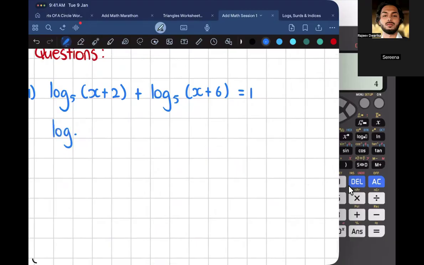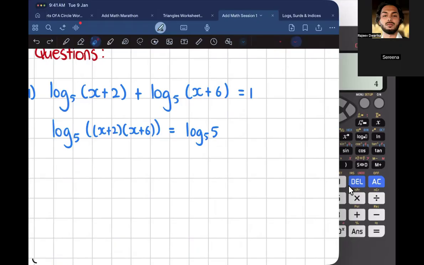First things first, I realize that I have the same log base and I'm adding. So I could write that as x plus 2, times x plus 6, and that's going to be equal to 1. Now, 1 is the same thing as log base 5 of 5. So I can make that change. If I do this, I can now drop the logs. Serena, can you see that?